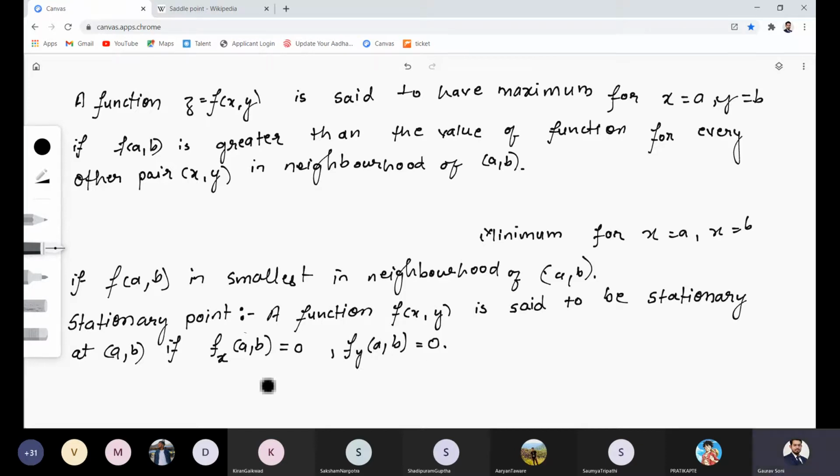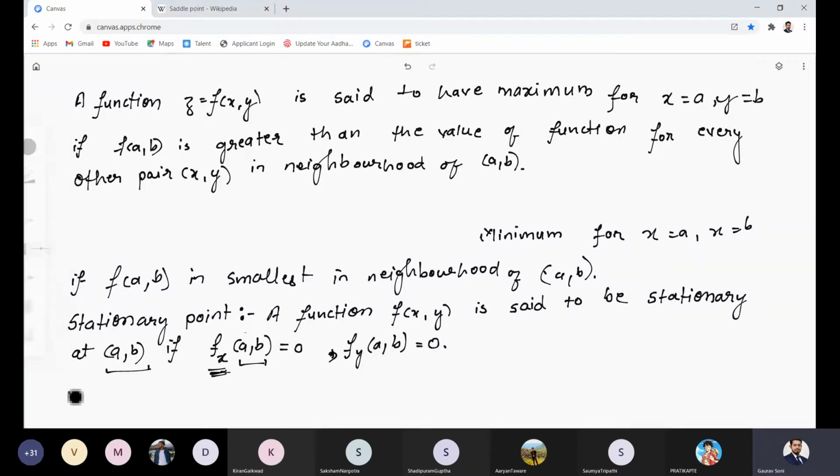What will the suffix mean? Anyone? A partial derivative. So the partial derivative of the function f with respect to x at the point a b is 0, as well as the partial derivative of f with respect to y at a b is 0. So if this condition holds, then I will say that the function f of x y is stationary at the point a b.